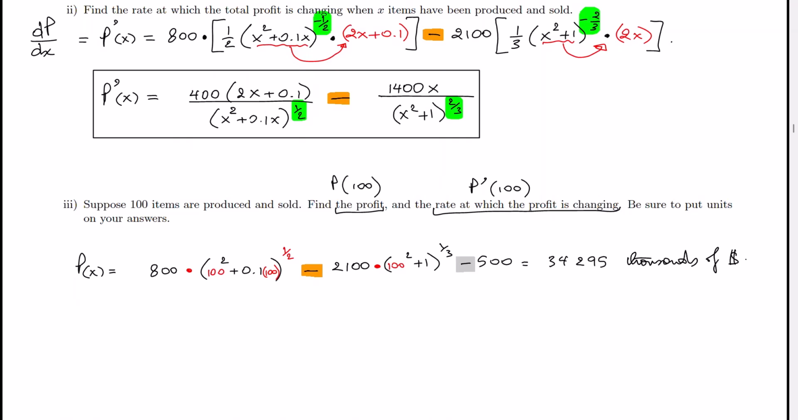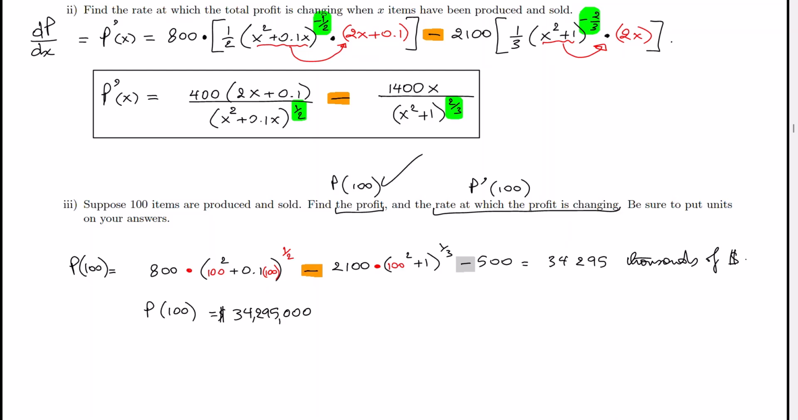So in reality, what this means is that if I want to know the profit of 100, then really I should multiply the answer that I got by 1,000. So 34,295, and we're going to add 3 zeros. So this is about 34,295,000. Okay, so that's the profit.